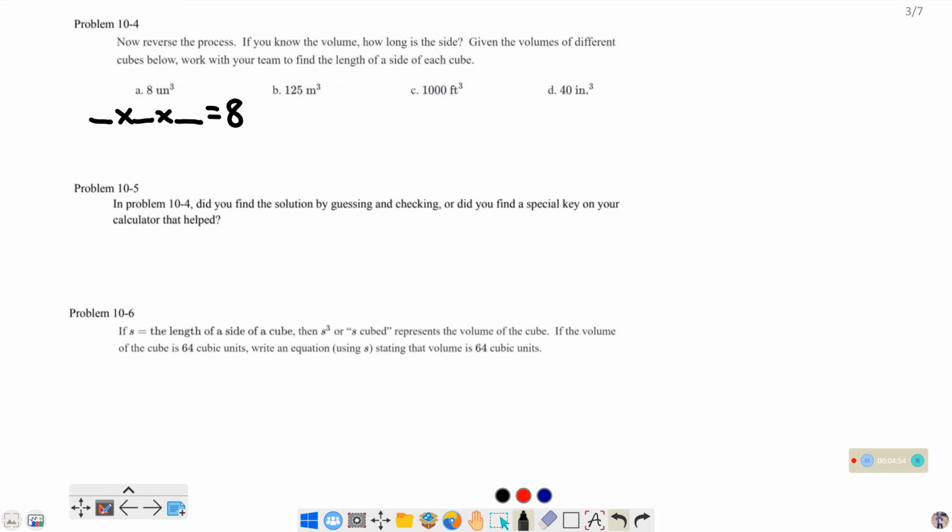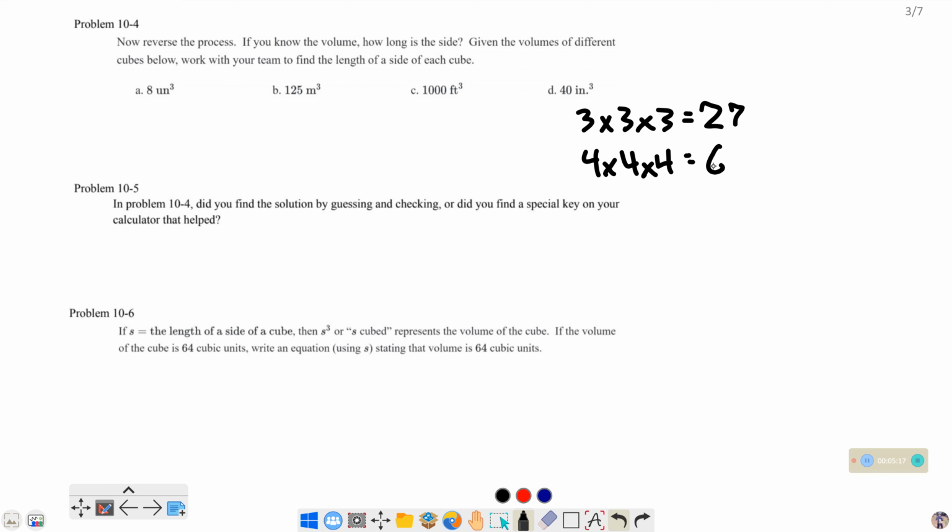All right, welcome back. If you were looking at 40, you probably found that there is no number for 40. 3 times 3 times 3 is 27. And 4 times 4 times 4 is 64. But there's no number for 40. So what you have to do is estimate. Well, you can estimate it, or on a calculator, there is a cube root key.